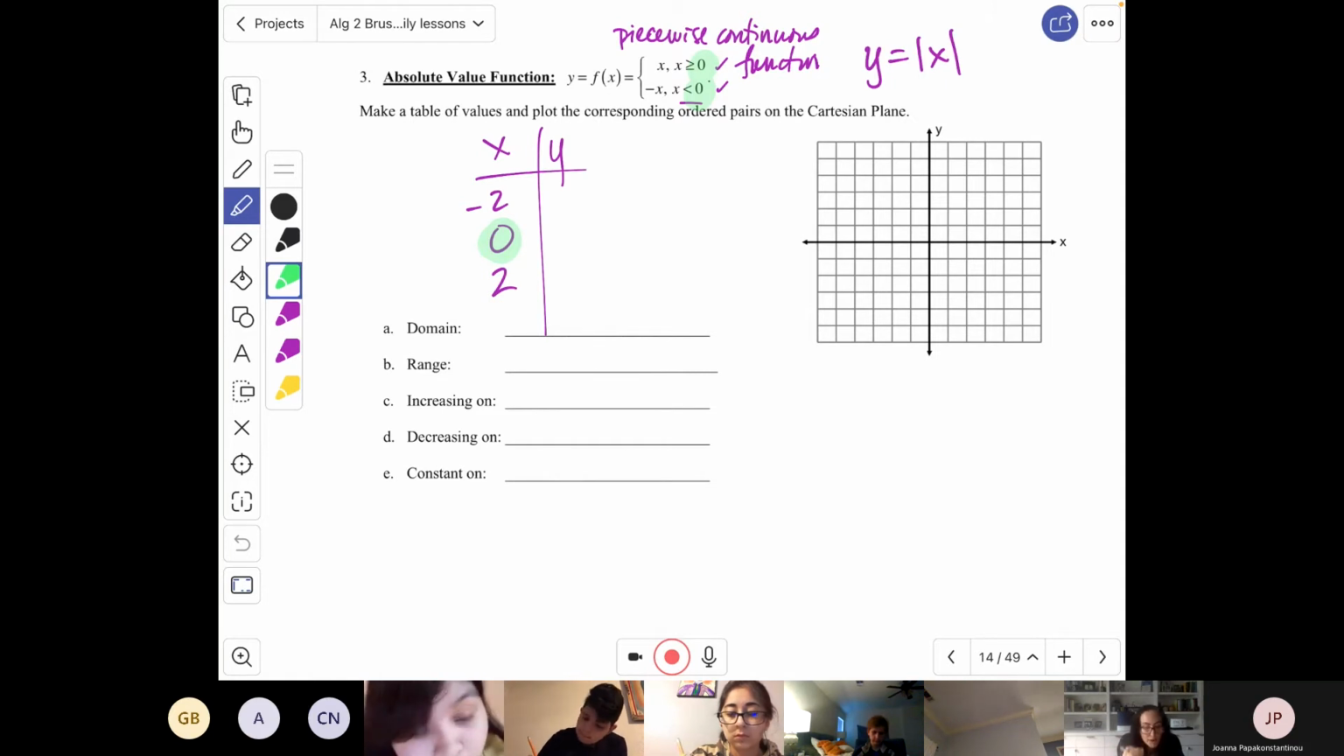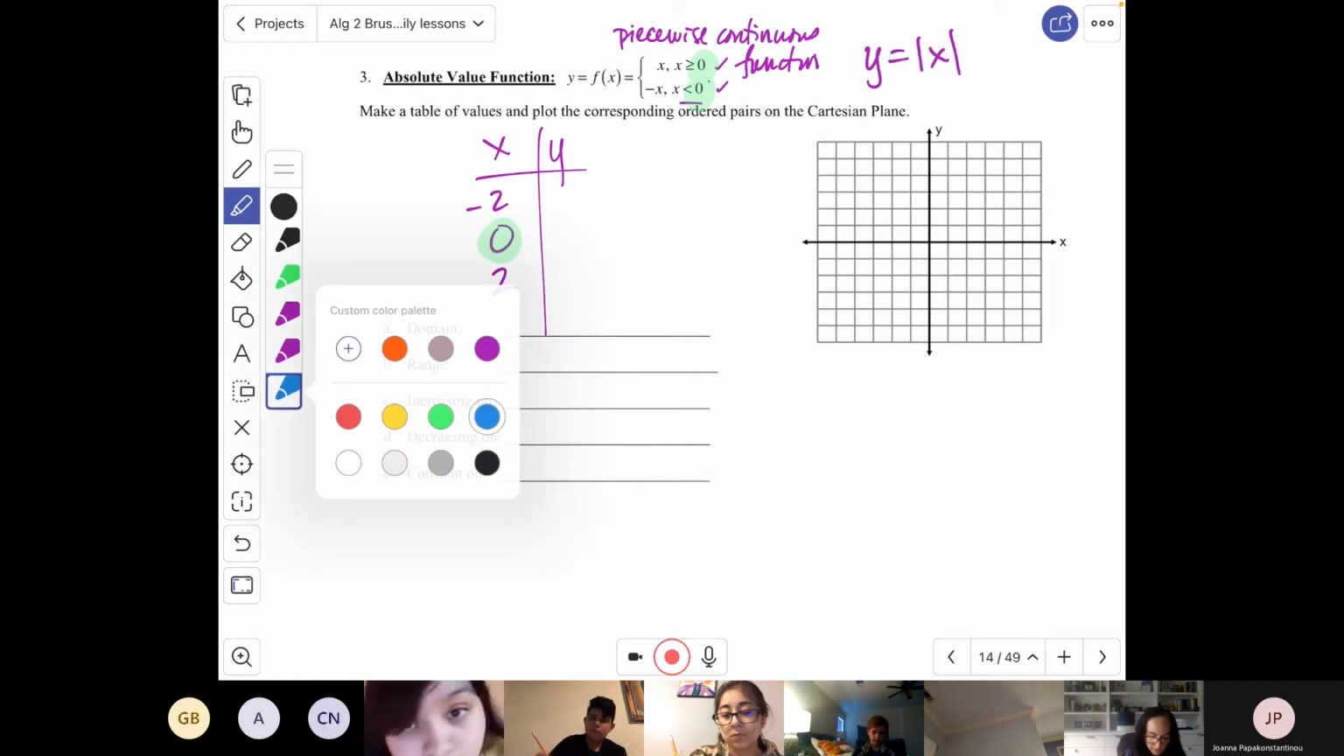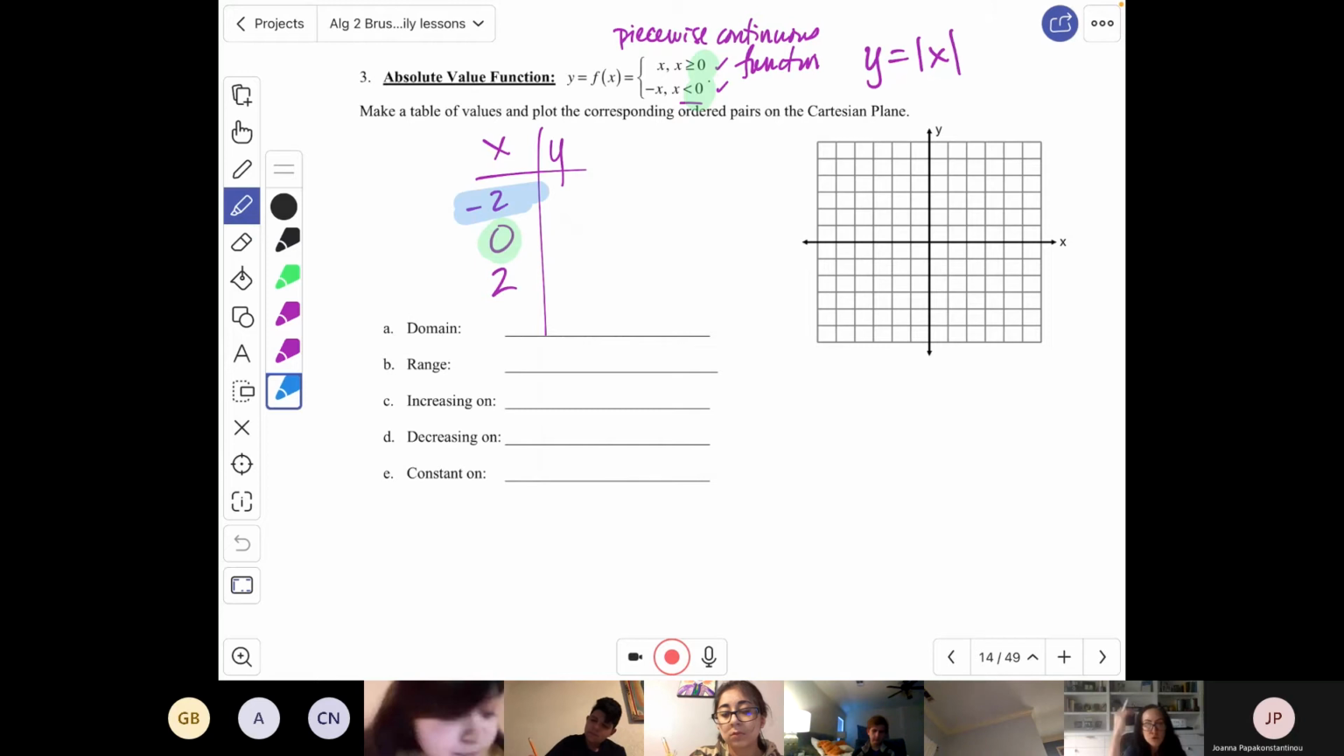So, which equation, the first one or the second one in this piecewise continuous function, which function would I use to evaluate x equals -2? Would I use the first one or would I use the second one? Anybody? Second one. I would use the second one. You are absolutely correct, because that is when x is less than 0. So -2 is less than 0.